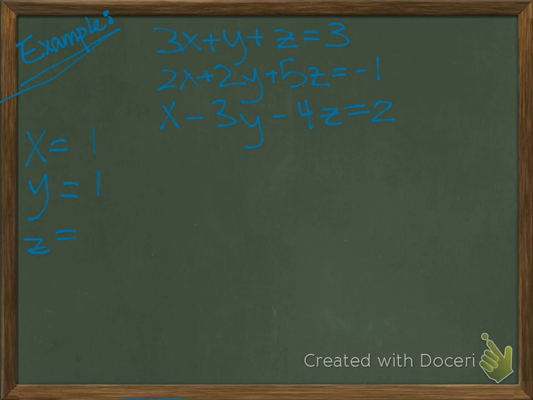X, Y, Z equals 1, 1, negative 1. So 3 times 1 plus 1 plus negative 1 equals 3. Well, let's see if it does. 3 plus 1 minus 1 equals 3. That's 4 minus 1 equals 3, which is 3 equals 3. We're right. If I had more time, I would show you the other ones, but you can do that yourself.